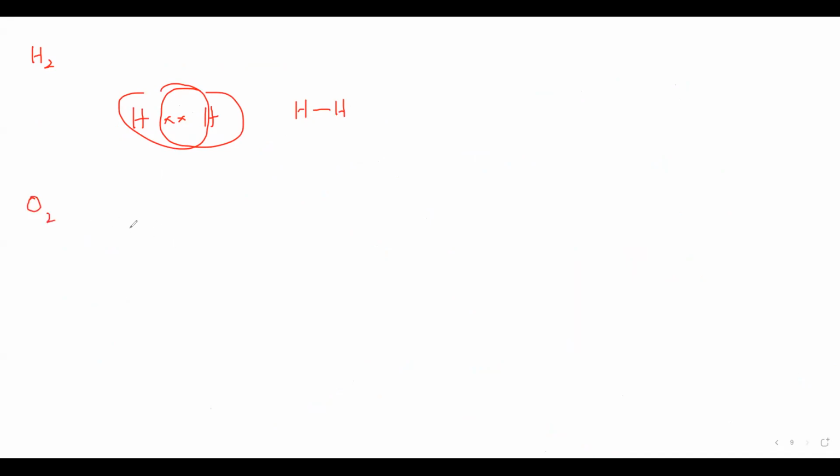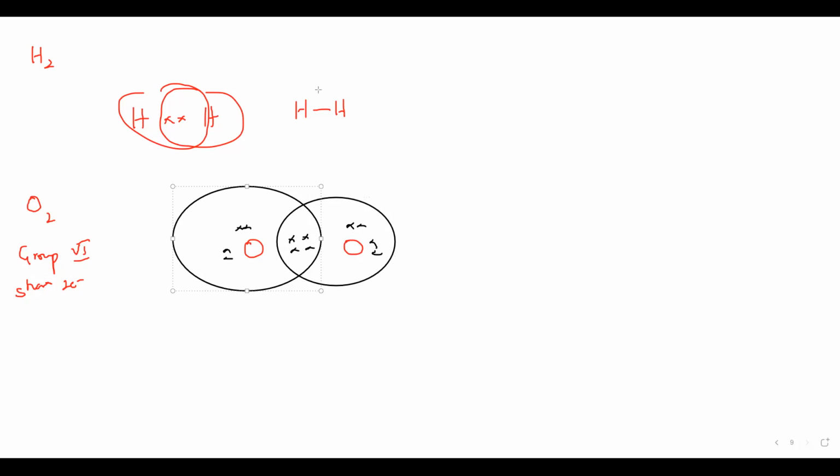Oxygen is O2. Oxygen belongs to group 6. As it belongs to group 6, how many electrons will it share? It will share 2 electrons, and O2 means 2 oxygens. So each oxygen will share 2 electrons with the other oxygen, and unshared will be 4. So there are 2 pairs of electrons between the 2 oxygen atoms. How do we represent that? Each pair is represented by a single line, so 2 pairs are represented by a double line.